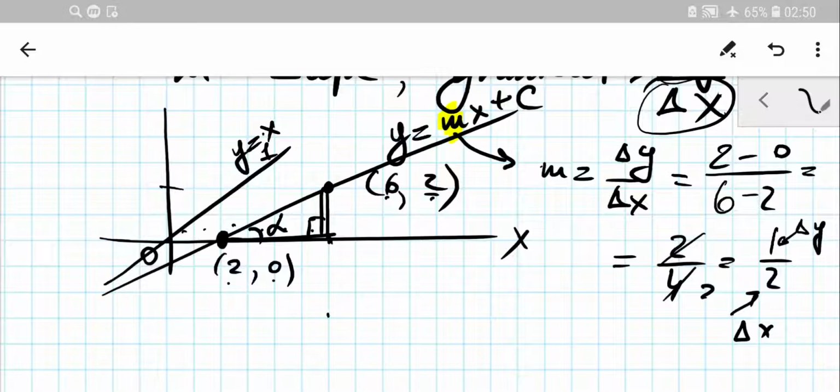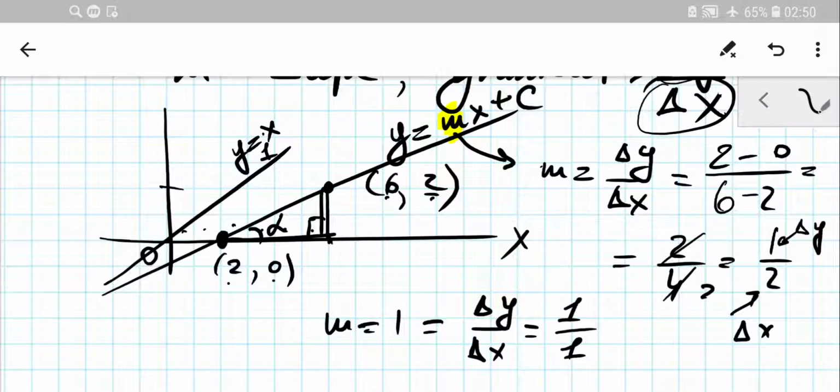So what does it mean if the gradient is 1? Change in y equals the change in x, right? So that's why they cancel. For example, for 1 change in x, we should have 1 unit change in y. So that's why the gradient is 1. Okay, in our case, it's 1 over 2.